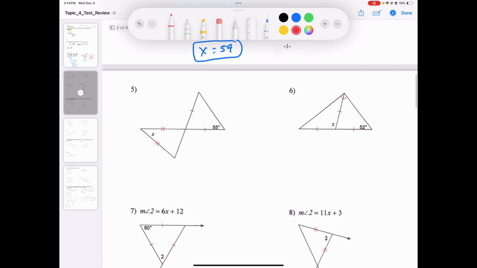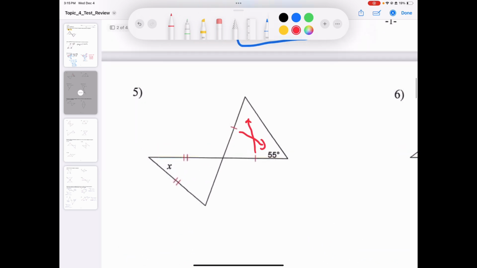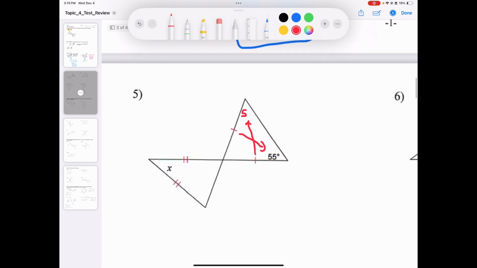Number 5, again, kind of the same thing here a little bit. So these two angles have to be congruent. I'm going to make it a little bit bigger, a little bit easier for me to write. So this is 55. So these three angles here, here, and here, they have to add up to 180.